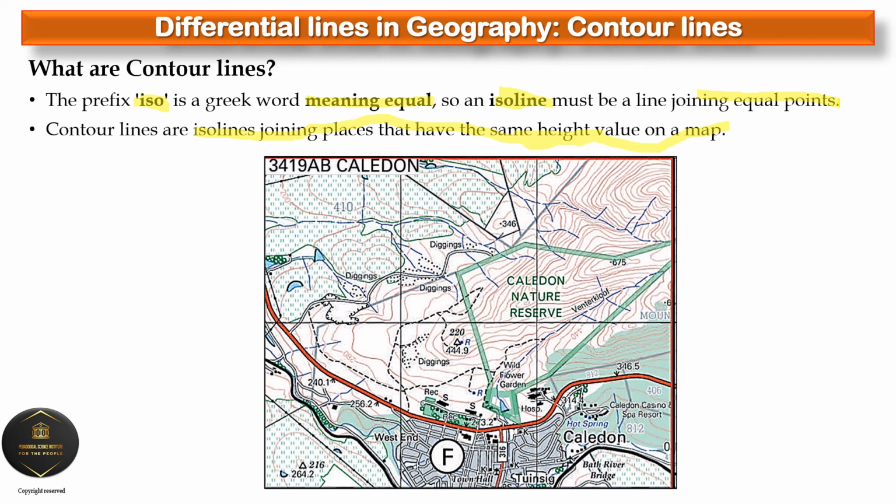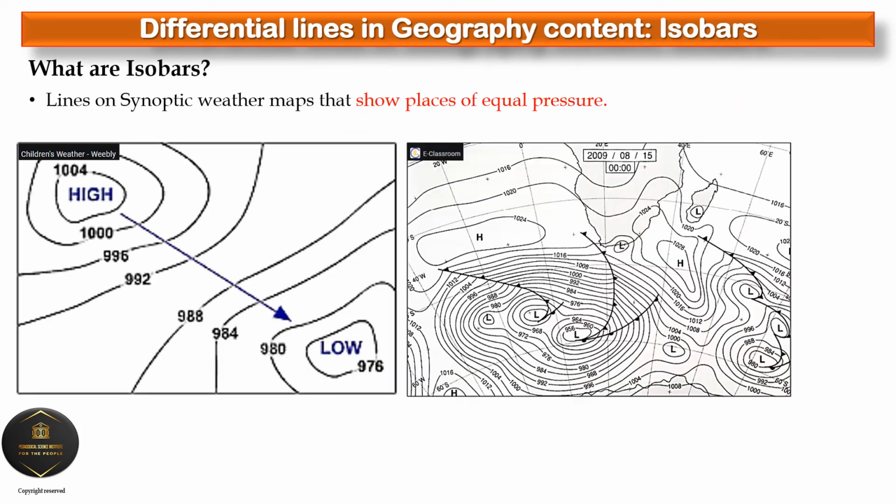So this diagram is showing us that. So you see these brownish lines here, those are your iso. So those are contour lines. They are showing you regions of the same height, and they usually have values 440 and so on and so forth. So they are showing us places that have the same height value.